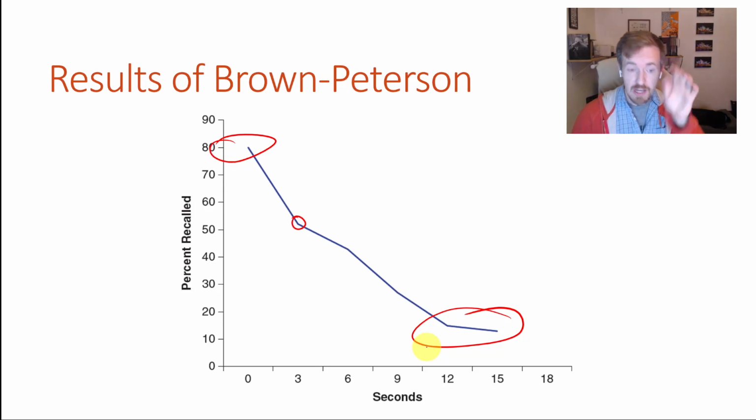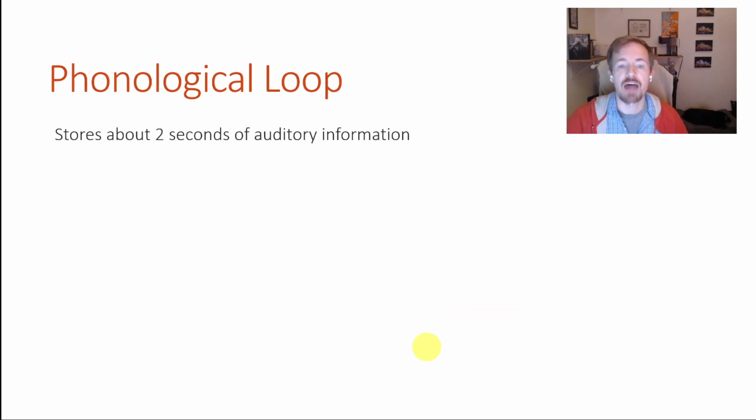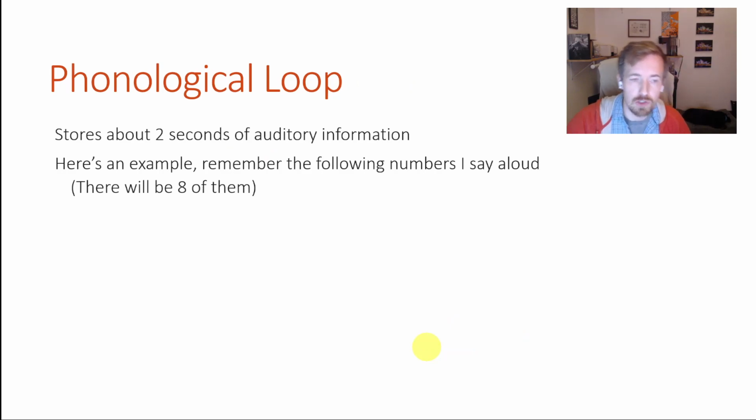In other words, after about 12-15 seconds, or about as long as that break that I just gave you, most people are going to forget almost everything in that list with the exception of a couple of words. So that is the phonological loop. The phonological loop stores about 2 seconds of auditory information. It's that loop that we were referring to. It is sensitive to the word length effect. The longer those words are, the fewer of them we can store in that phonological loop.